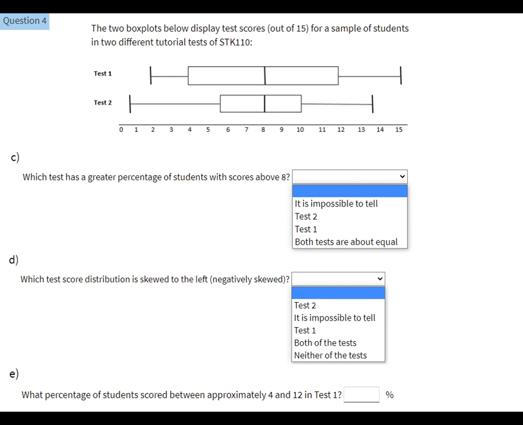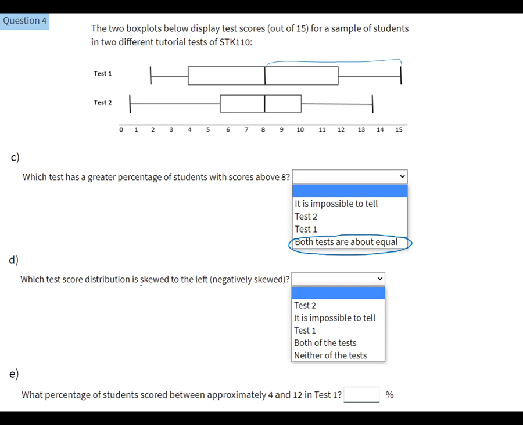Now, in part C, we asked you which test has a greater percentage of students with scores above 8. 8 is our median in both cases. And here, even though the values for test 1 are more spread out, we still have the same number of people, or the same percentage of people, who are getting a mark above 8. So here, both of these tests have the same percentage of students who got 8 or more.